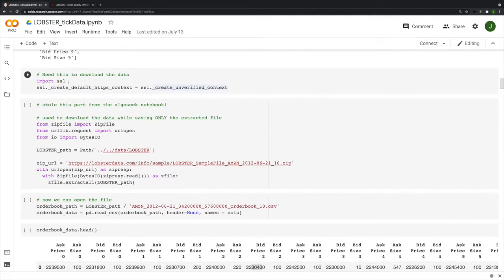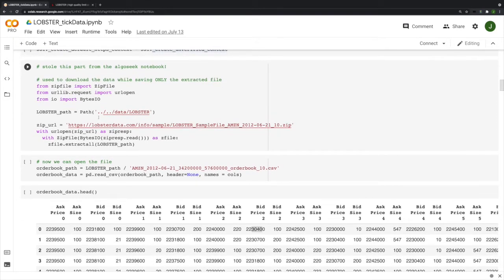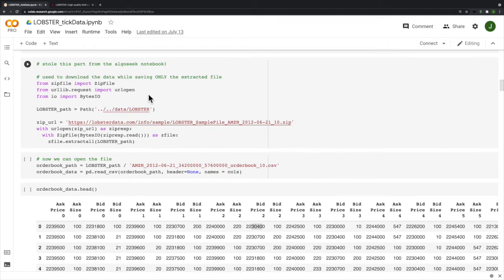Now I needed this to get the data from the website. All right, so this says that the SSL certificate could not be verified, and I said that this is fine. Just download data even if you can't verify the certificate. And then this part, which I stole directly out of another notebook for some AlgoSeek data access stuff that I'm working on. What this does is it downloads a zip file, or it accesses a zip file, and then it extracts the information in that zipped file and only saves the extracted file. So this was very helpful.